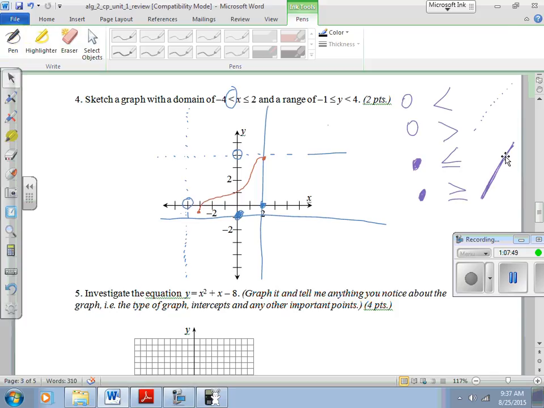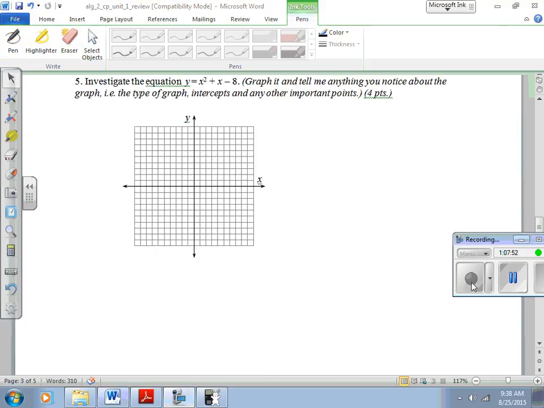All right. Type it in your graphing calculator, sketch the graph of it, and then I want you to tell me anything you notice about the graph. Does it have any intercepts? Are there any important points that need to be labeled? Because it's a quadratic equation, there are important points.